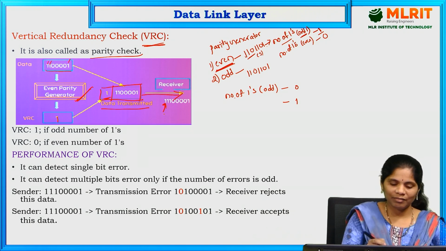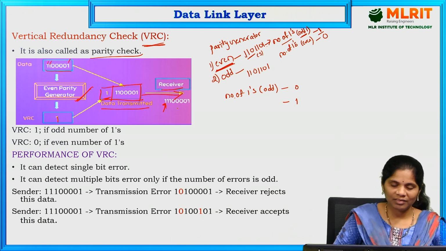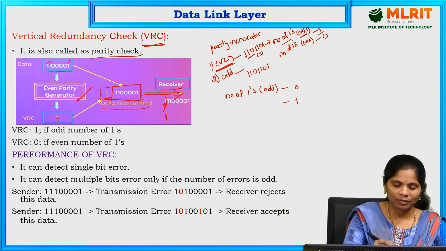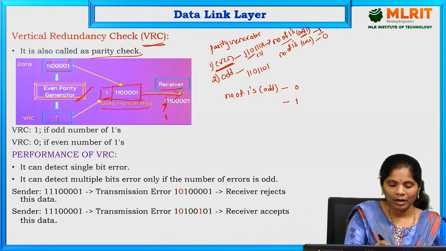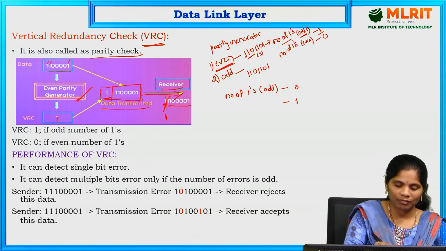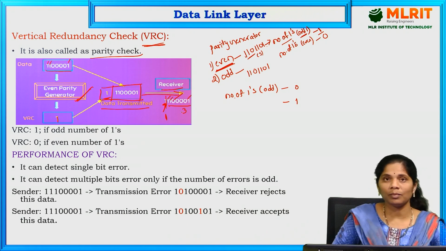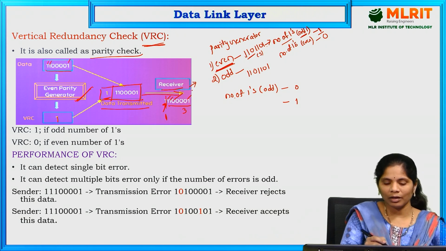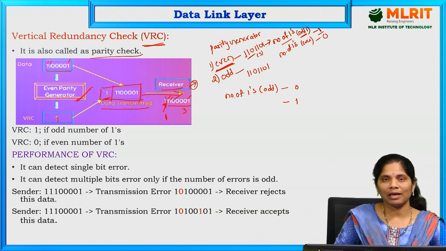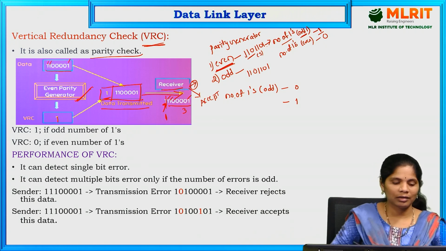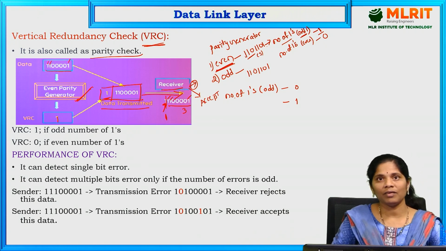So what will the receiver understand? First the receiver will check the number of ones in the data, considering this as the parity bit. If the parity bit is 1, what will it understand? The number of ones in this particular data is going to be odd. Here you check 1, 2, 3, so 3 ones are there. It means the data sent from the sender is the data I received, so the receiver will accept the data. That is the error detection technique in VRC.